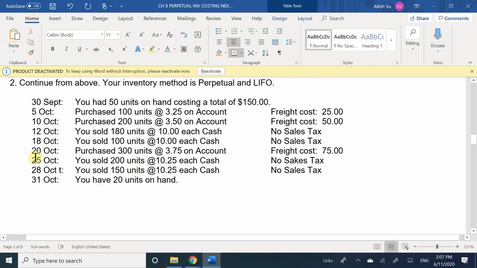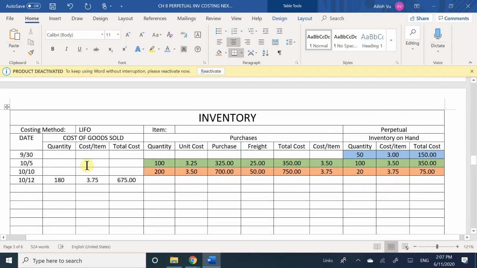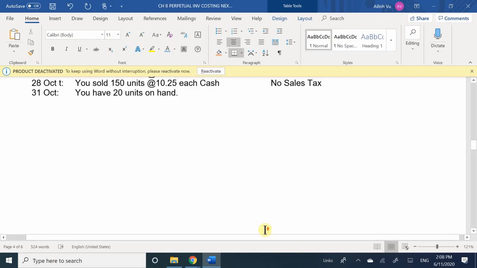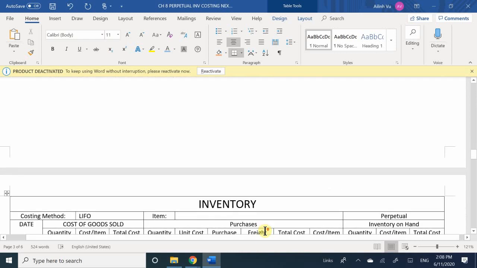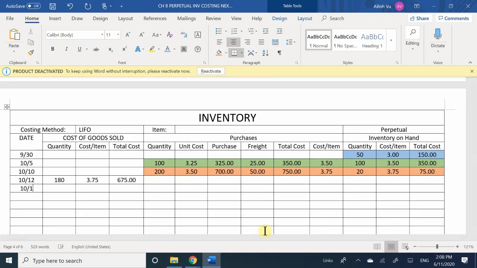October 18. On the 18th of October, we sold another 100 units. So let's go ahead and go down here. What do we know about this 100 units? You have to first attack the salmon color, and then green. Good. Now we're going from bottom to top. So it was October 18.